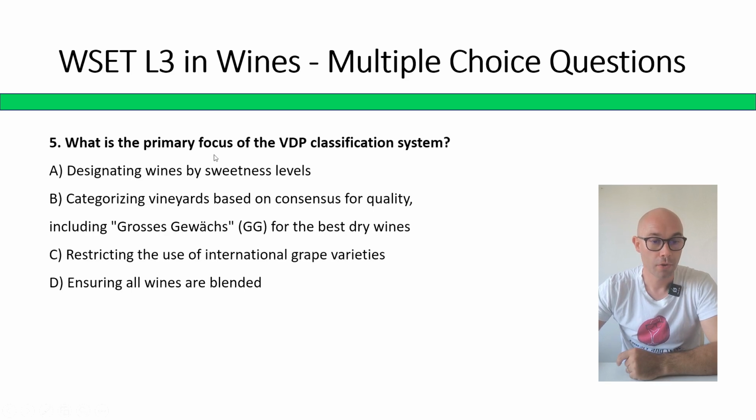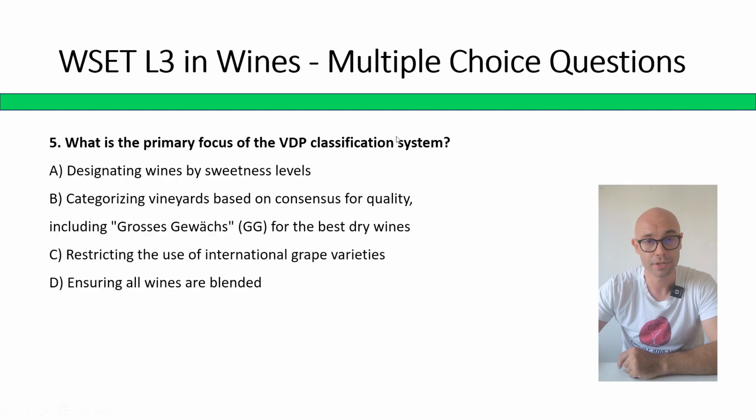What is the primary focus of the VDP classification system? Designating wines by sweetness levels, categorizing vineyards based on consensus for quality, including Grosses Gewächs or GG for best dry wines, restricting the use of international grape varieties, ensuring all wines are blended. The correct answer is B, categorizing vineyards based on consensus for quality, including GG wines for best dry wines.